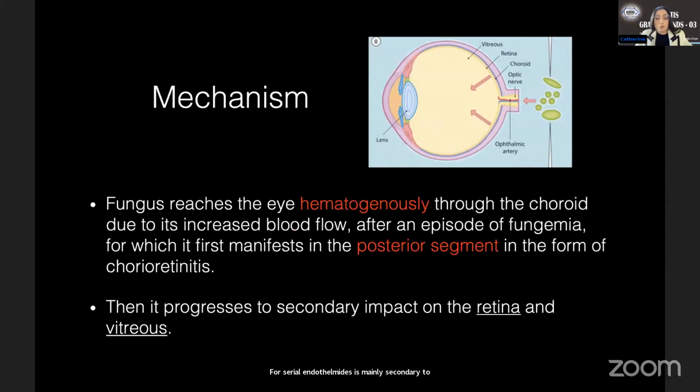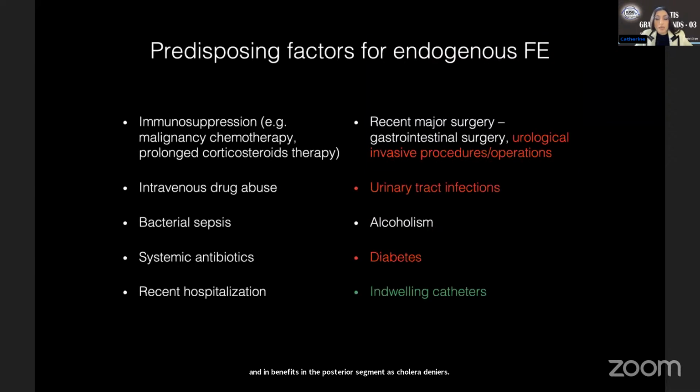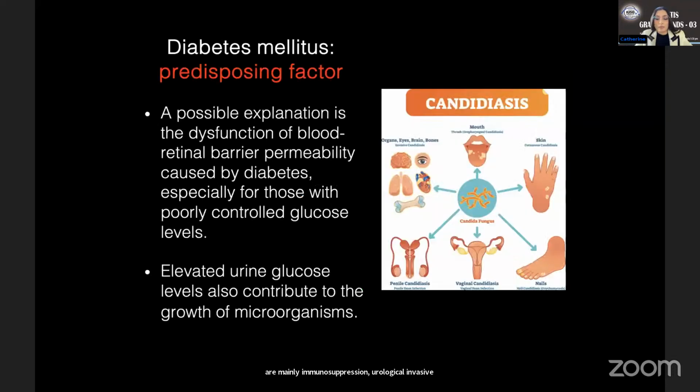Infection spreads during fungemia that may be transient. It reaches the eye through the blood, and especially the choroid, due to its increased blood flow, and it manifests in the posterior segment as chorioretinitis. Then it progresses to involve the retina and vitreous. The predisposing factors for endogenous fungal endophthalmitis are mainly immunosuppression, urological invasive procedures, urinary tract infections, diabetes, and indwelling catheters.